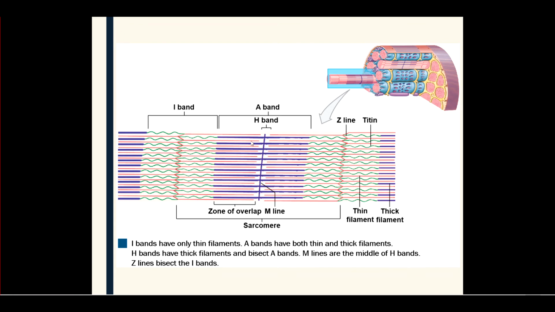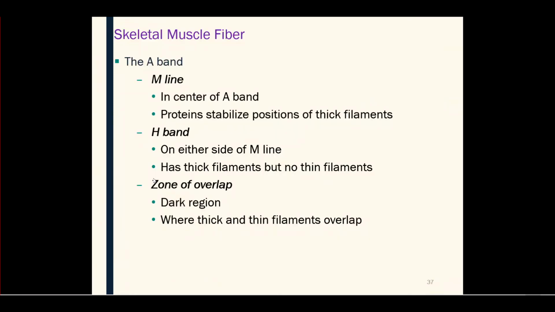Okay, so the three parts of the A band I'd like you to know are the M line and its function, right? The function is to stabilize the position of the thick filaments. That's your M line. Then adjacent to it on both sides, there's only thick filaments, no thin filaments. That's going to be the H band. And then if you go over, again on both sides, zone of overlap. Okay. So that pretty much covers everything here, right? So the zone of overlap is going to look darker for sure because you have both thick and thin filaments.